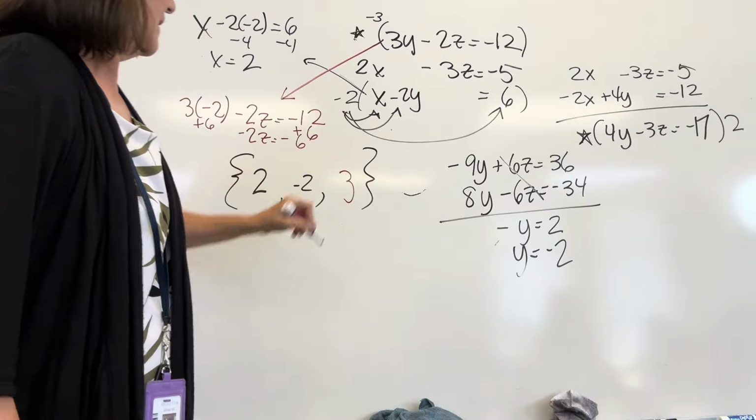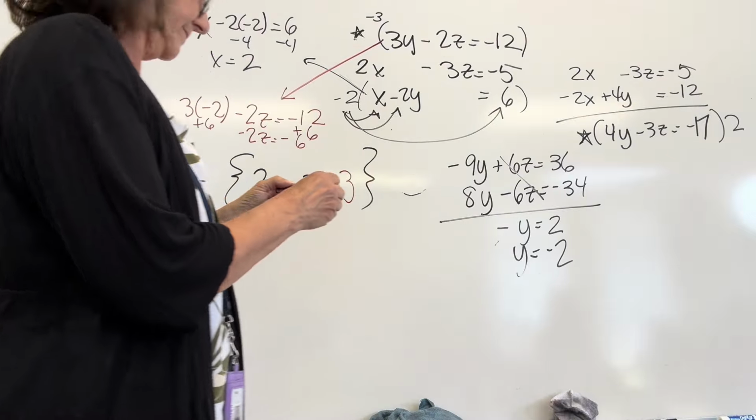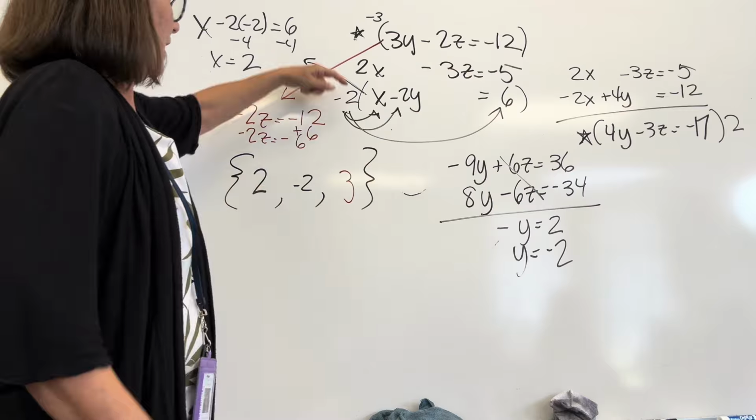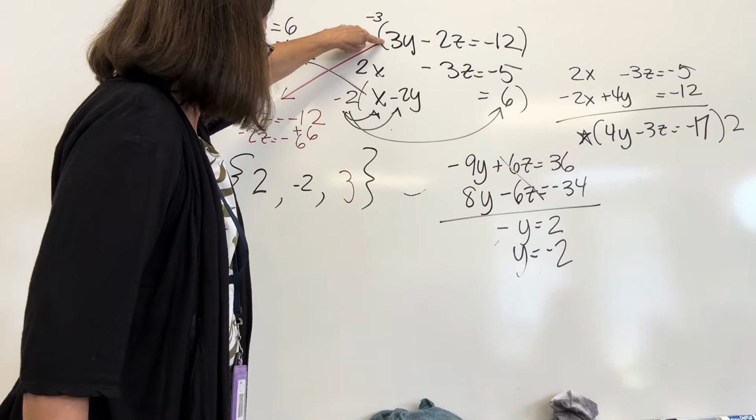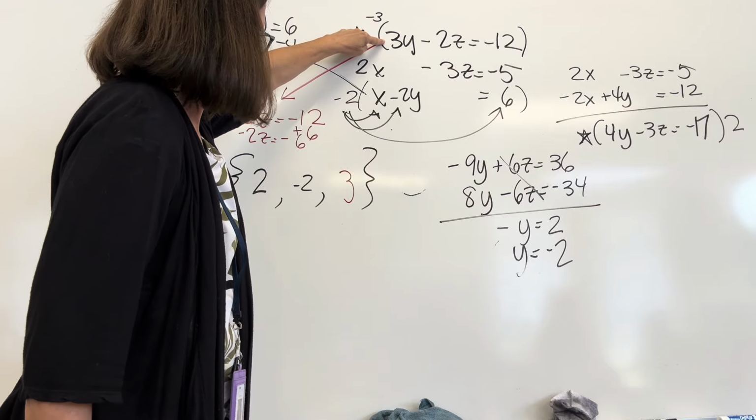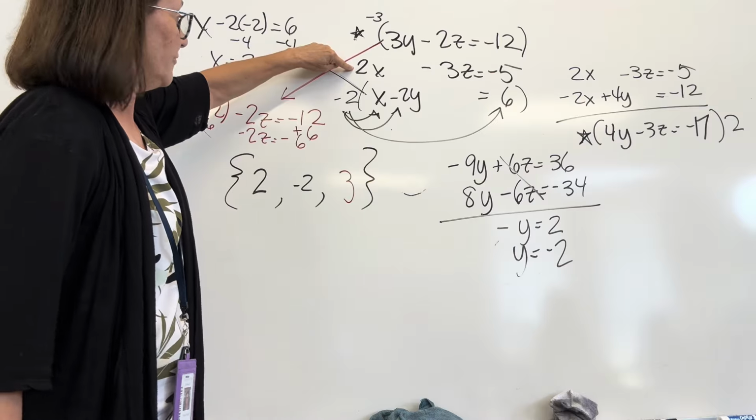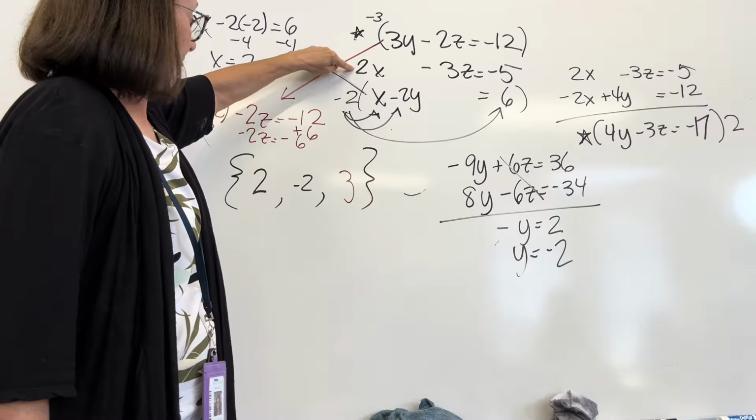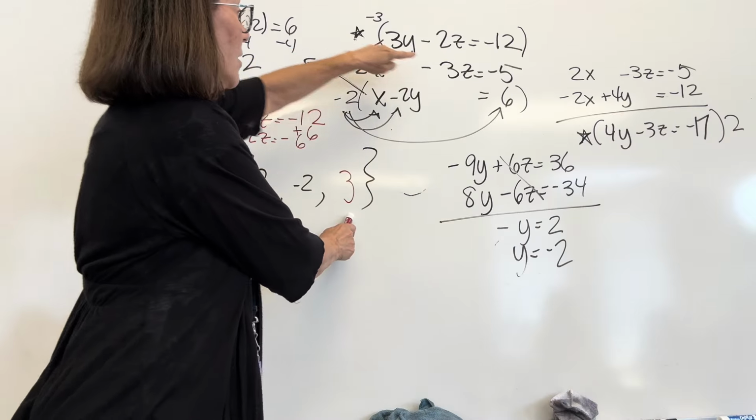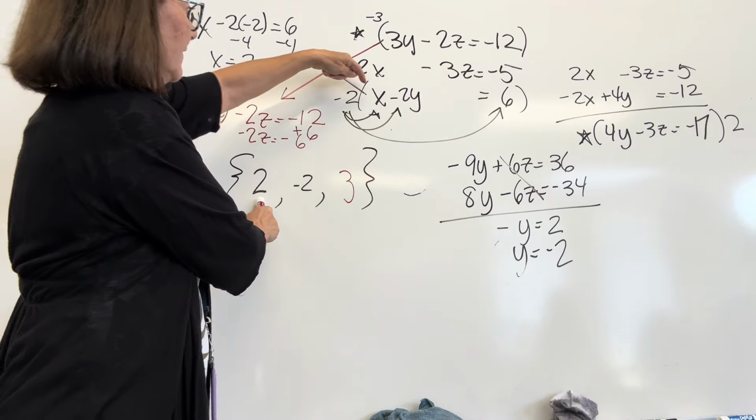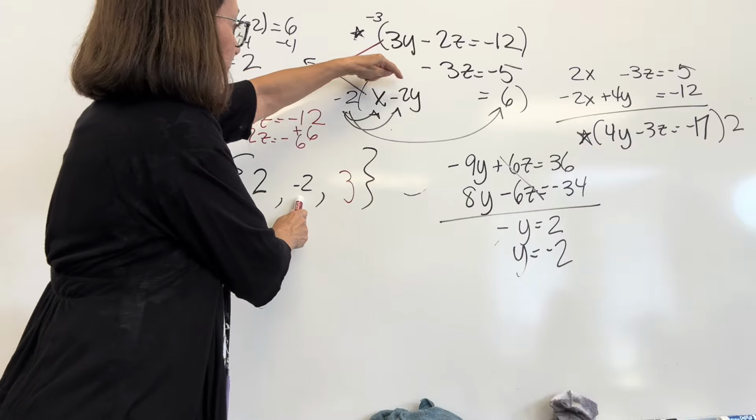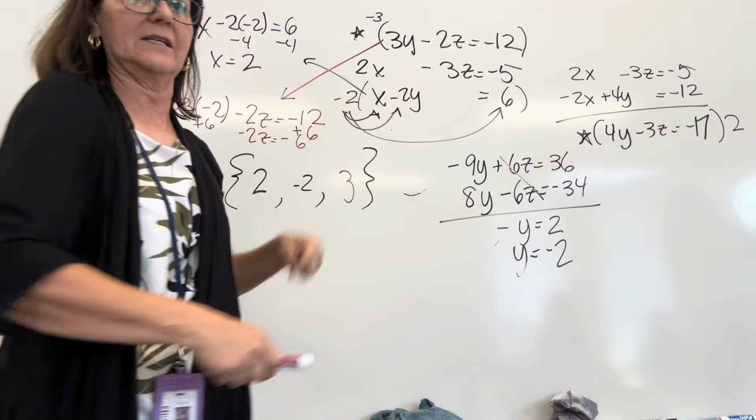All right, let's see if this works. All right, so that's negative 6 minus 6 is negative 12. All right, so that's 4. 4 minus 9 is negative 5. That's 2 plus 4 is 6. So it works in all of them.